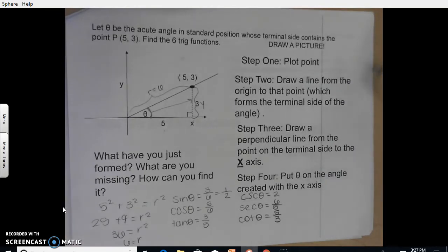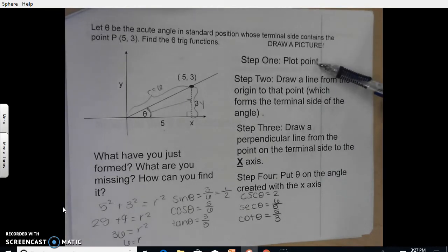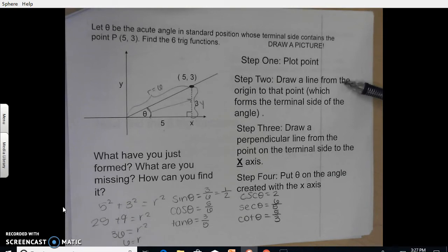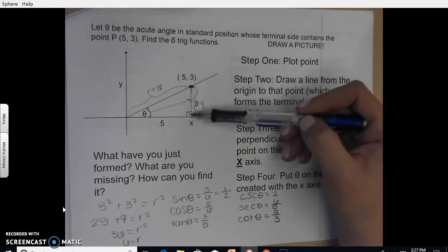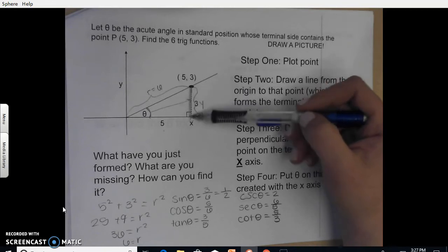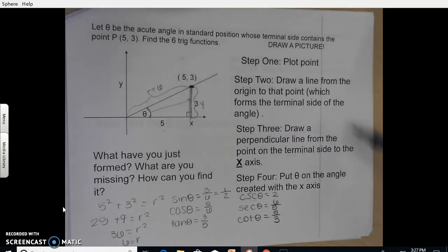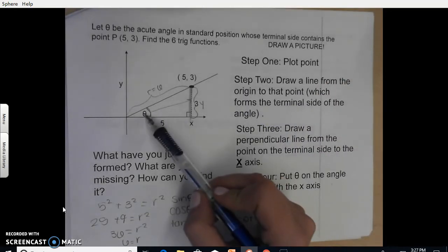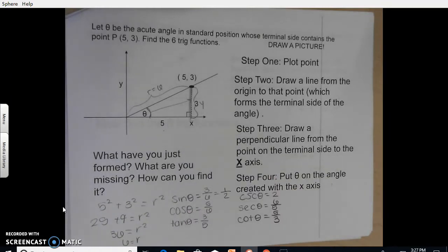So what we want to do is plot our point. We want to draw a line from the origin to that point so we can form the terminal side of our angle. We are then going to draw our perpendicular line to create our triangle, and then put theta where our reference angle would be.